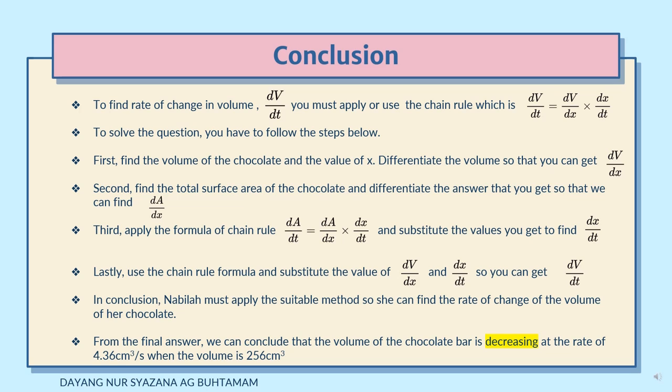In conclusion, Nabila must apply the suitable method so she can find the rate of change of the volume of her chocolate. From the final answer, we can conclude that the volume of the chocolate bar is decreasing at the rate of 4.36 cm³ per second when the volume is 256 cm³.